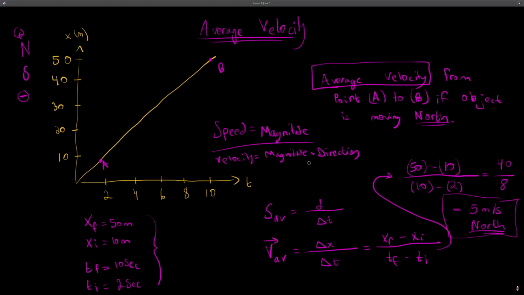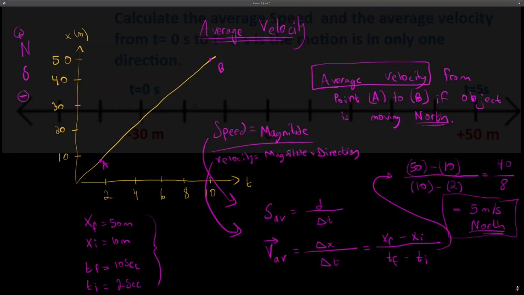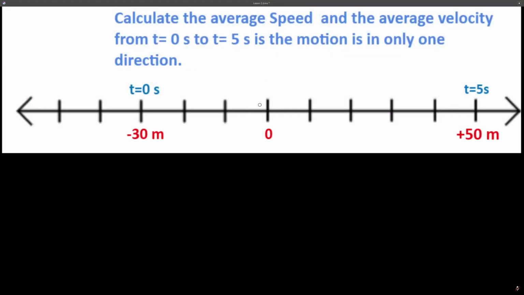So we need to mention direction. Now, if we were to put the average of it, the average of velocity is the same, the average of the speed is the same, and we get the formulas, and we can solve it and calculate the average velocity.